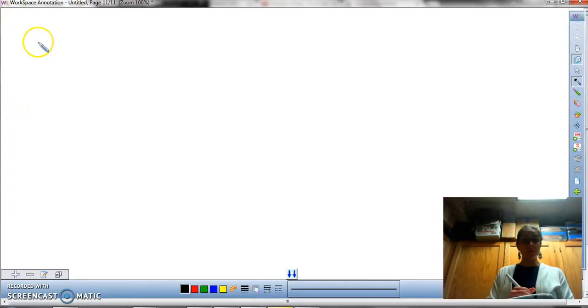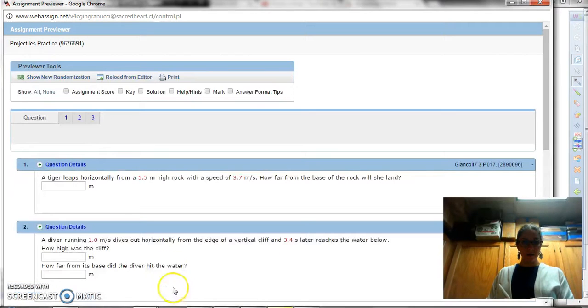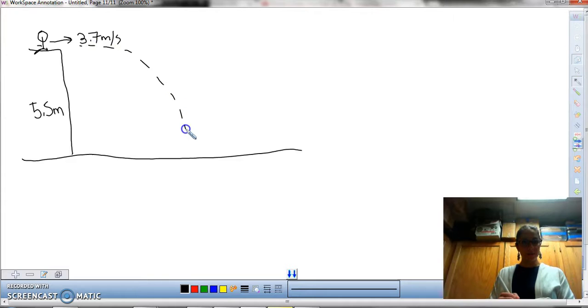As always, do a diagram. So here's our situation. Let me take a quick peek back. Our cliff is 5.5, speed 3.7. So our cliff is 5.5 meters high, and the tiger is running off with a speed of 3.7 meters per second. So if we think about it, she's going to do something like this. The question is asking for how far from the base, like that.